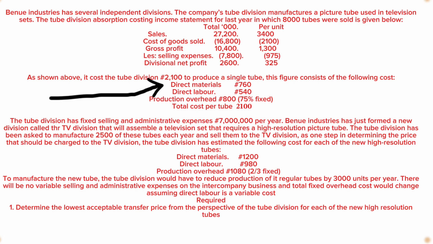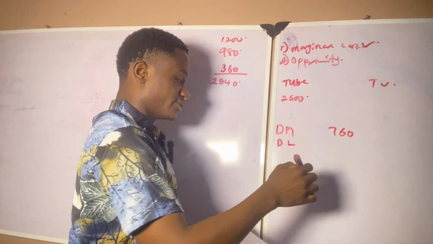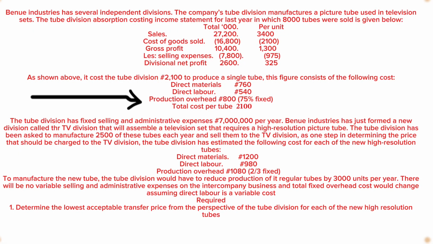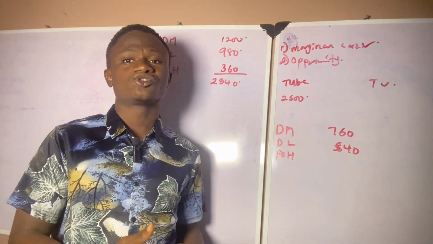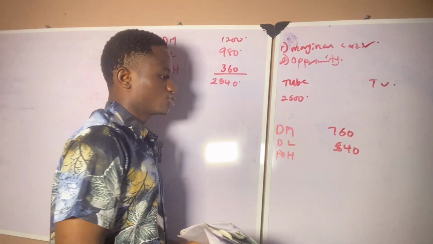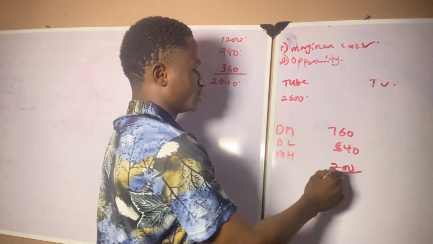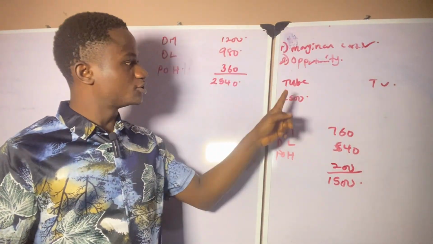So we're told that we have direct materials, which is 760. We have direct labor, which is 540. We are also told that there is production overhead. They told us that production overhead is 800 and 75% of it is fixed. So if 75% of it is fixed, you accept with me that 25% of it is variable. 25% of 800 will give us 200. And if we add all these together, 760 plus 540 plus 200 will give us 1,500. So this is the cost of producing each tube that this division is producing.